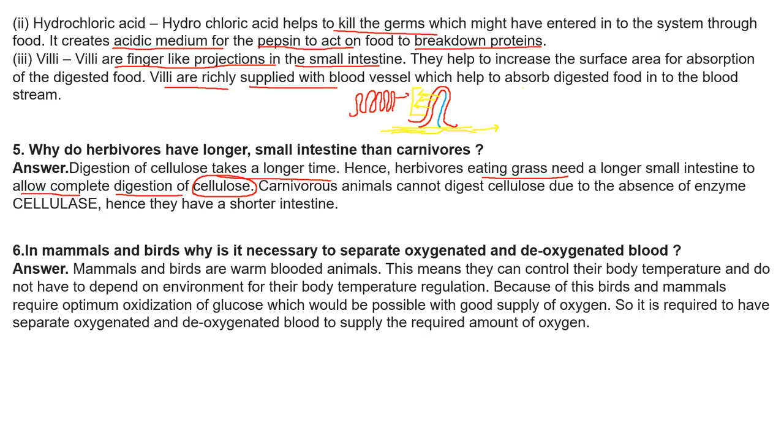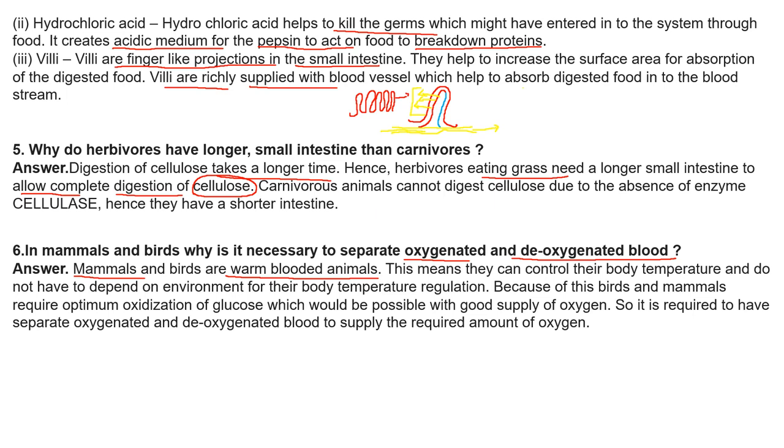In mammals and birds, why is it necessary to separate oxygenated blood and deoxygenated blood? In mammals and in birds, we are warm-blooded animals. That means we have to control our body temperature, right? Our body temperature doesn't fluctuate according to the surrounding. It remains 37 degrees Celsius. Even if you go to Antarctica or you go to Tanzania, wherever you go, your body temperature will always remain 37 degrees Celsius. That is the moderate body temperature, right?